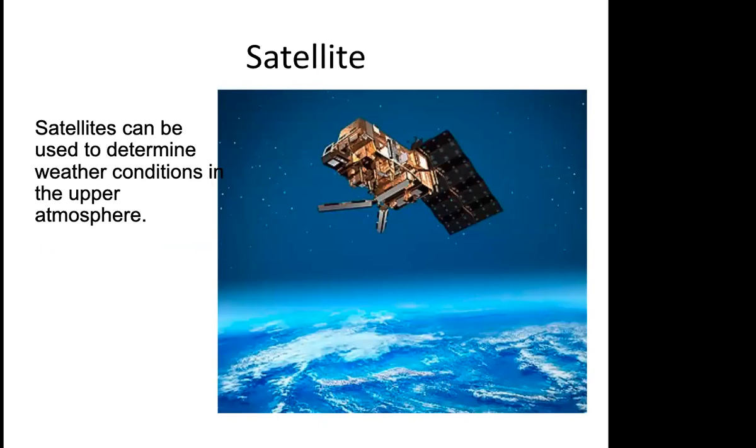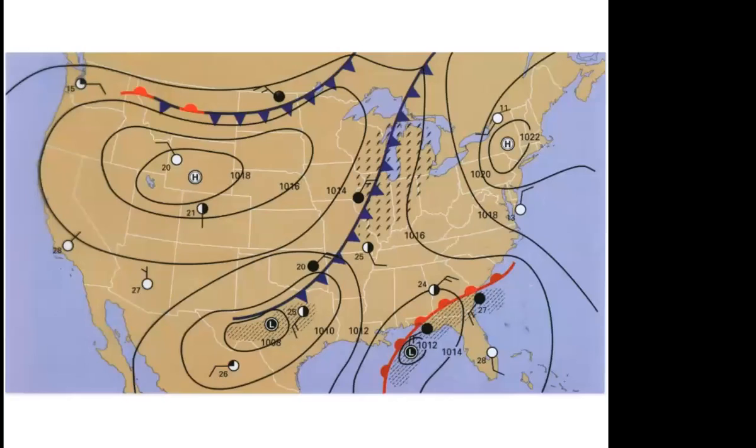So there are also what are known as satellites, and we've seen and heard of satellites before, yes. Okay. These can be used to determine weather conditions in the upper atmosphere. So as we start moving through the atmosphere, we go from the troposphere to the stratosphere to the, what's the last one? Thermosphere, sorry. The masks, they really get us, I'm sorry, okay?